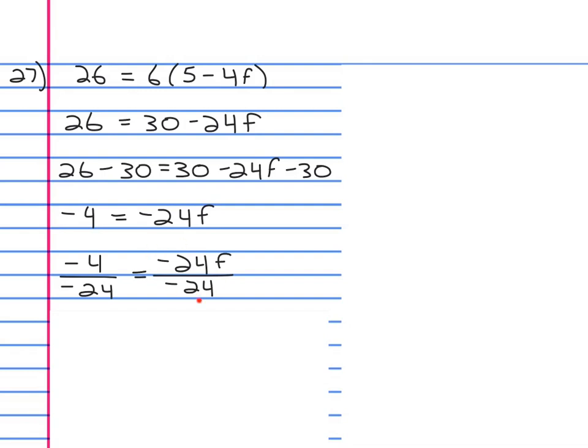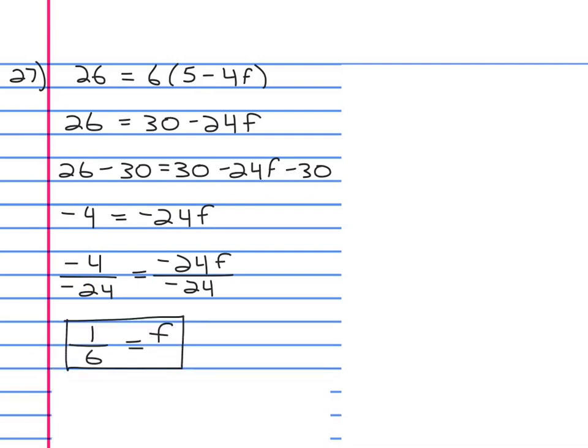Now, this becomes negative 24 over negative 24f, or just 1f, or just f. This right here, these negatives cancel out to be positive, and top and bottom can be divided by 4. This divided by 4 is 1. This divided by 4 is 6. So we get 1 over 6 equals f. Okay.